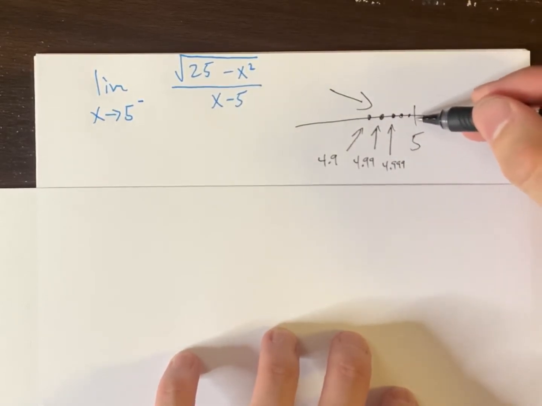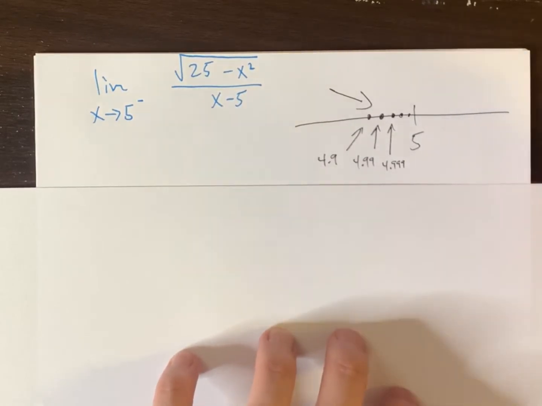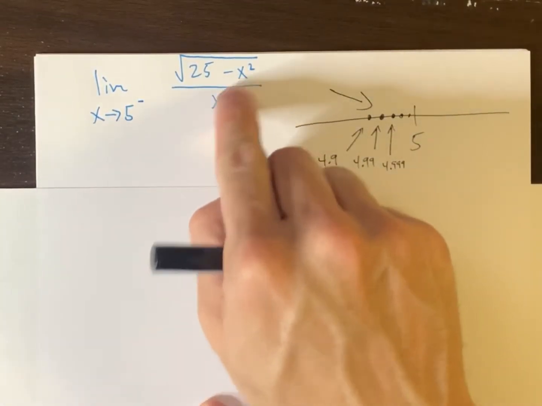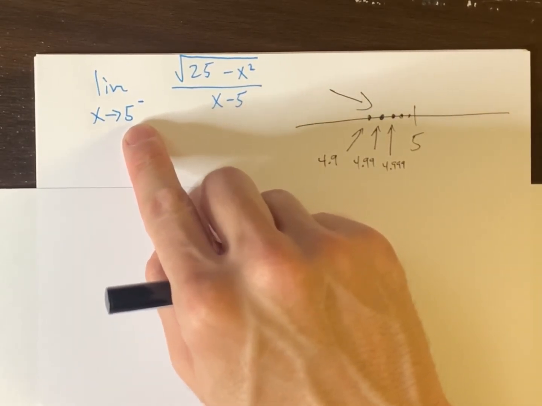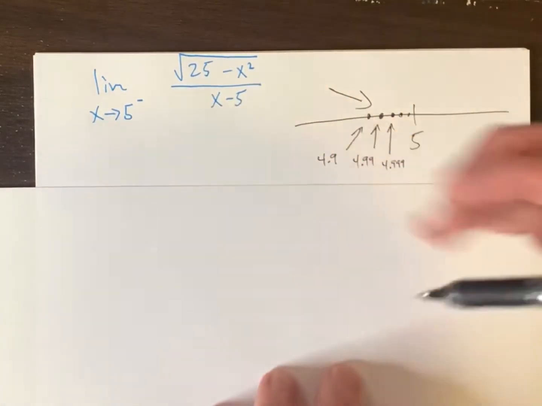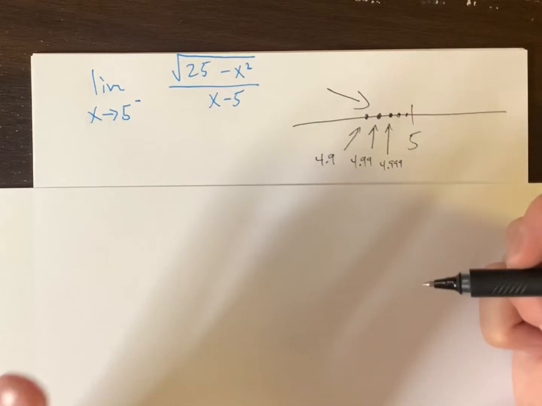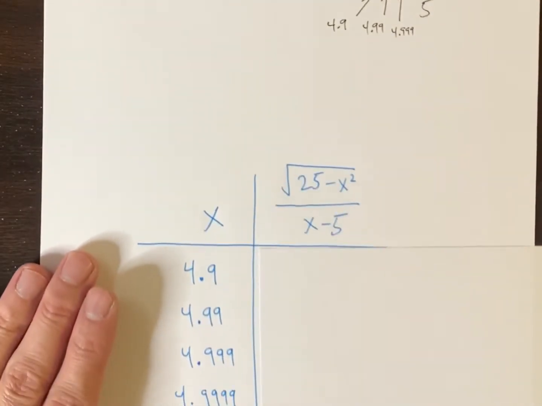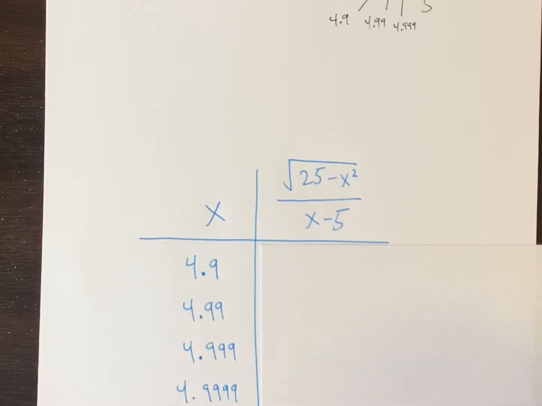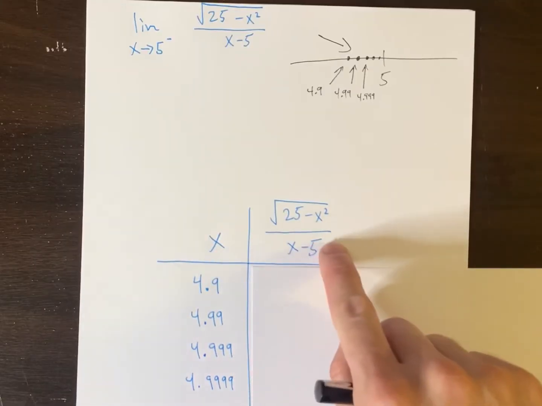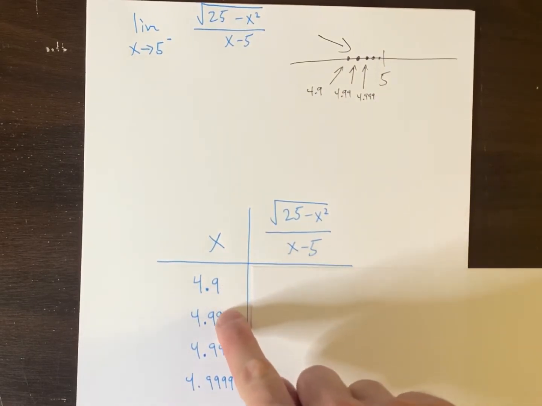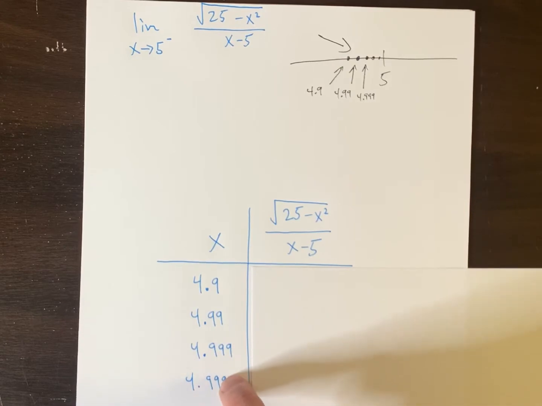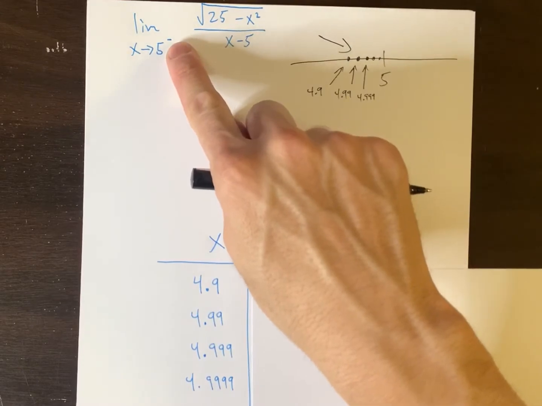We can get closer and closer and closer to 5 because I'm tempted to plug in 5 in here, but I can't because I'm not supposed to plug in 5. I'm supposed to plug in numbers that are getting closer to 5 from the left. That would be like these numbers here. So I think it would be beneficial to make a table of values where the input is X and the output is whatever this is when I plug in some number X. And notice that I'm picking numbers that are progressively getting closer and closer to 5 from the left-hand side, from the smaller side.